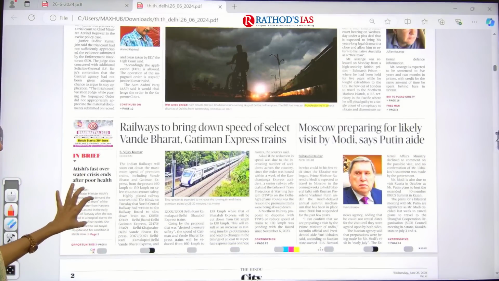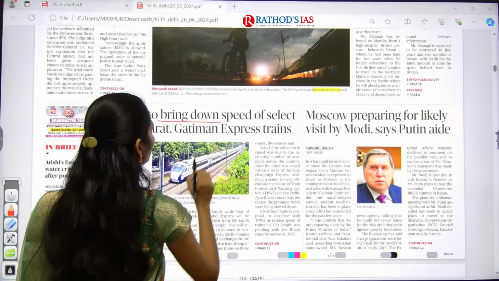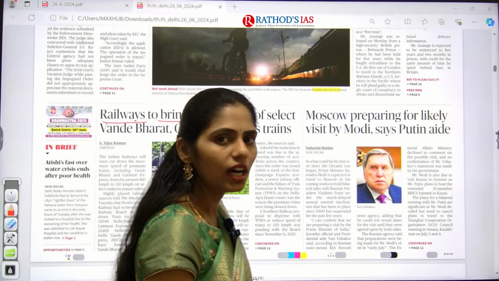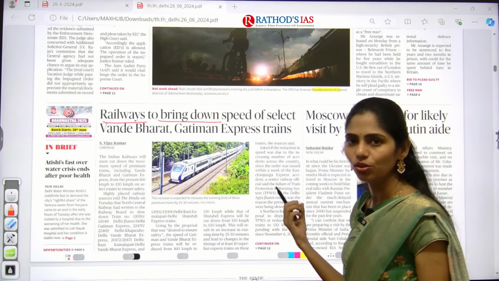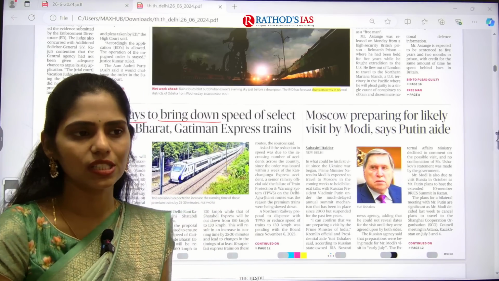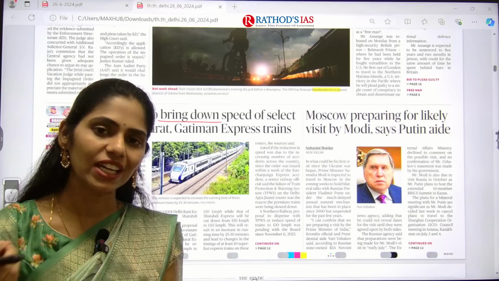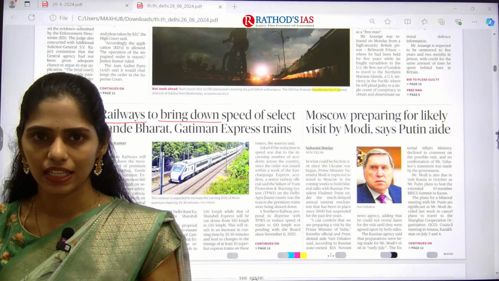Now there is one more article, with the title: Railways to bring down speed of select Vande Bharat and Gatiman Express trains. You know these are the two fastest trains we have at present. Railways has also recently been in the news because of an accident. There we discussed the Kavach system, what it is, its advantages, and how we can reduce human errors and such rail accidents. We discussed all these things in our earlier classes.